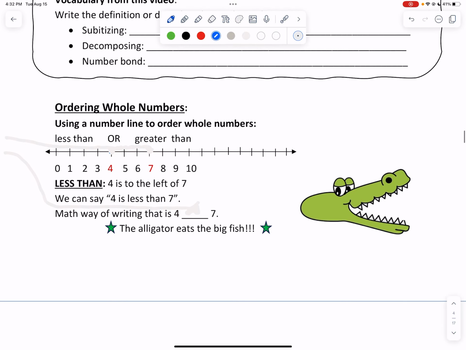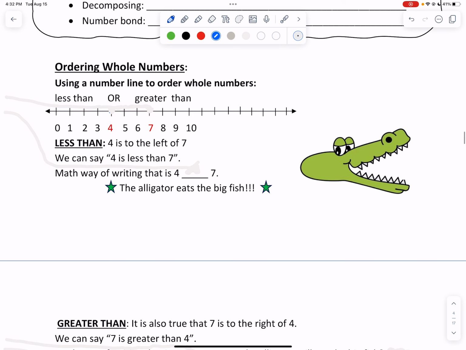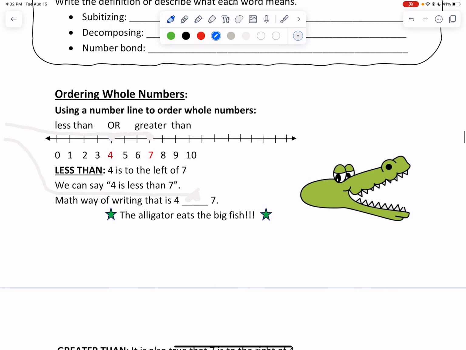Okay, so now we're going to talk about ordering numbers. Ordering numbers means putting them in order. So we're looking at the number 4 and the number 7. Notice 4 is to the left of 7, so that means that 4 is less than 7. So the math way of writing it is right here: 4 is less than 7.